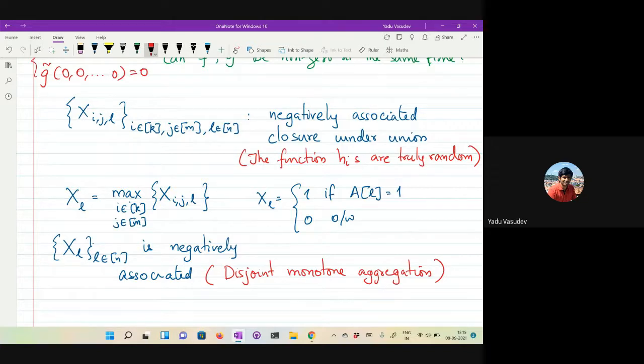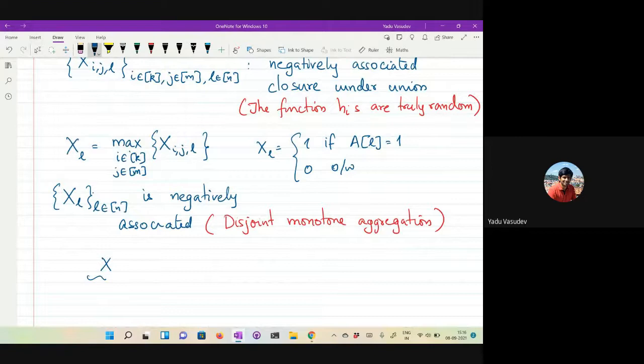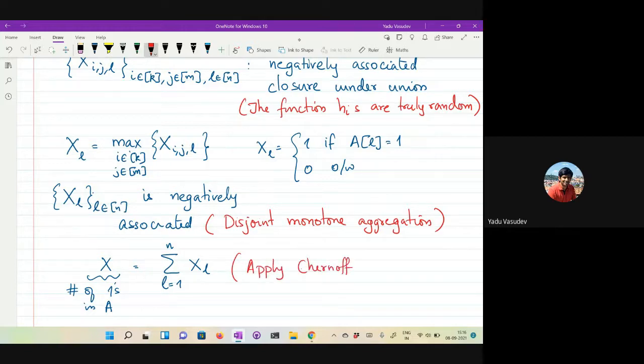So therefore, by the fact that if you have a set of negatively associated random variables and you take the disjoint monotone aggregation, then what you get is again negatively associated. So each of these X_L are negatively associated. And what we are actually interested in, therefore, is X, which is the number of ones in A. This is nothing but the sum of negatively associated random variables X_L where L goes from 1 to N. And this means that you can apply the Chernoff bounds here.